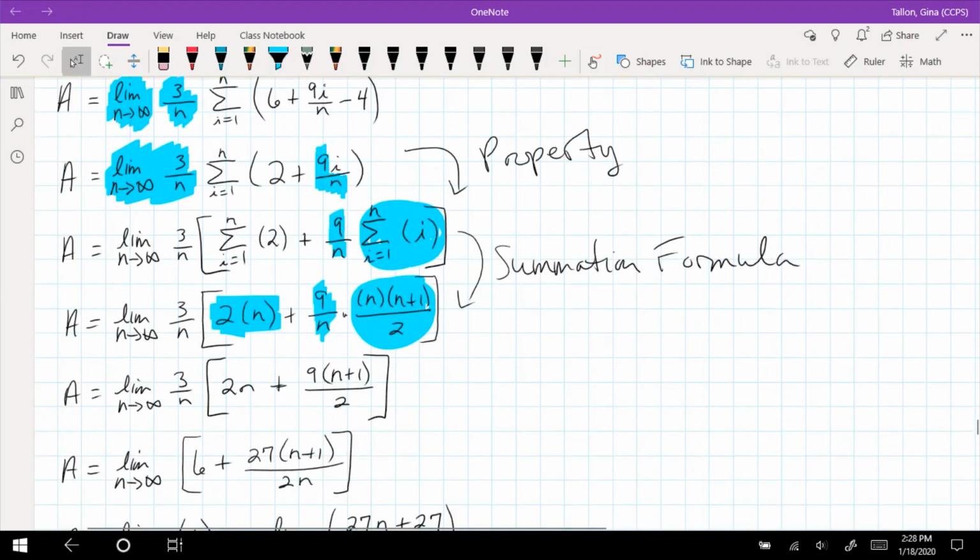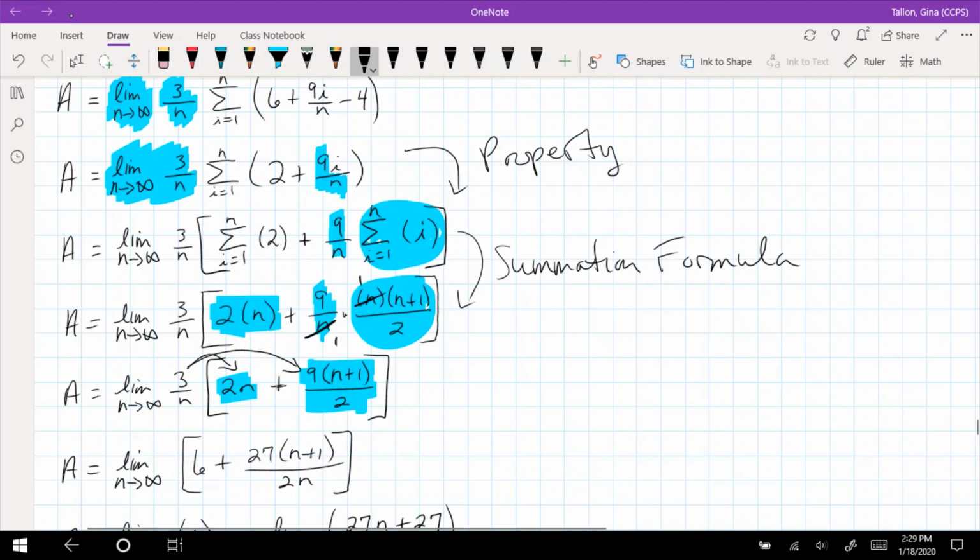2 times n is simply 2n. And then notice here that this n can cancel with this n, and I can just be left with 9 times n plus 1 divided by 2. Okay, hopefully that makes good sense to everybody. And now I'm going to multiply that 3 over n back in my brackets. So it's going to help clean up a few n's here.